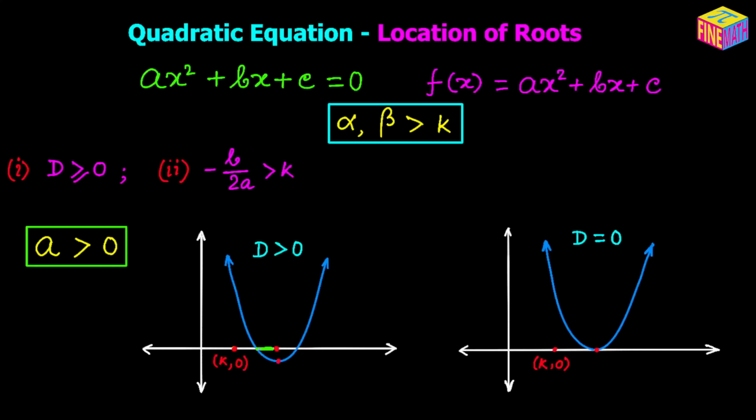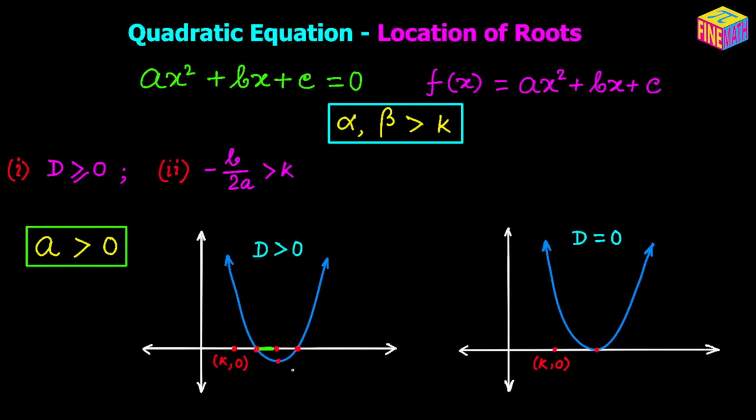If k is located anywhere in that green portion on the x-axis, then also your vertex will be greater than k, but guess what? One of the roots will be less than k. The smaller root will be less than k, because here is one root right here. I'm doing a red dot again right here to indicate that this is the smaller root and this is the larger root right there. I have highlighted both of them.